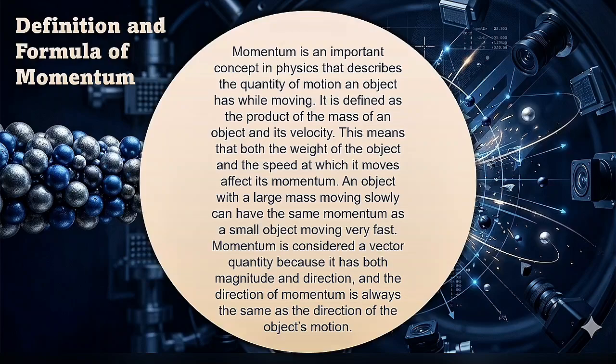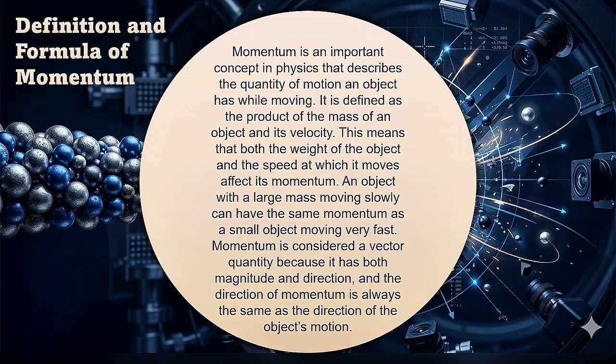Definition and formula of momentum. Momentum is an important concept in physics that describes the quantity of motion an object has while moving. It is defined as the product of the mass of an object and its velocity. This means that both the weight of that object and the speed at which it moves affect its momentum. An object with a large mass moving slowly can have the same momentum as a small object moving very fast.